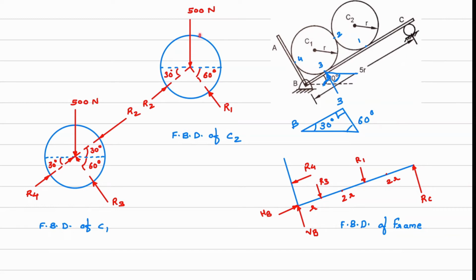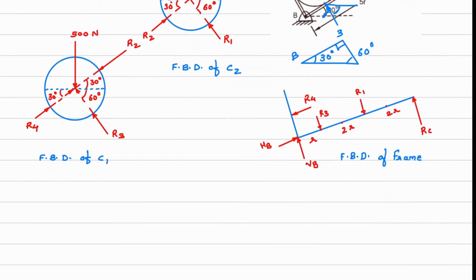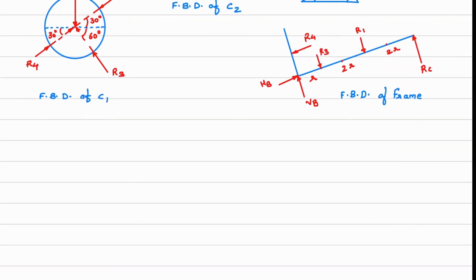And then if you consider the C2 cylinder, in C2 we can use Lami's theorem. Why? Because we have 3 forces which are concurrent and the nature of all the 3 forces is the same. They are acting towards the center of the roller. So that is why for C2 we can use Lami's theorem. I will write it down. For C2, using Lami's theorem.